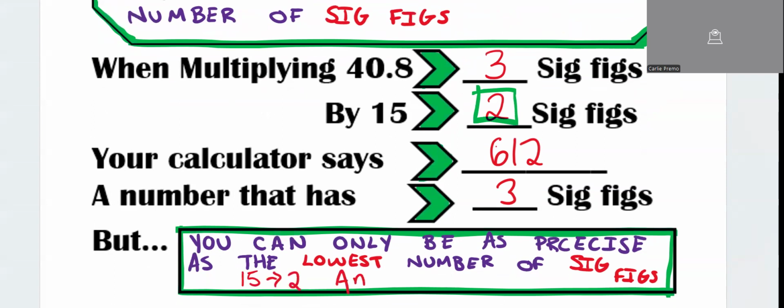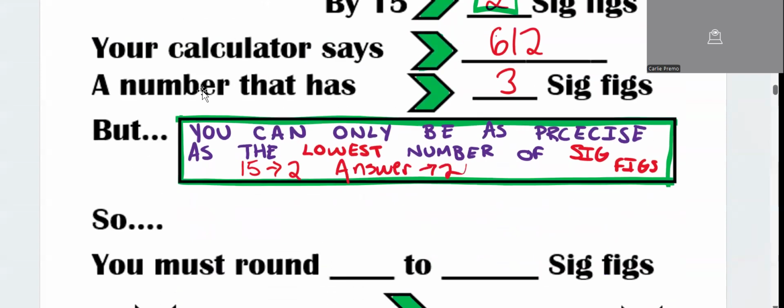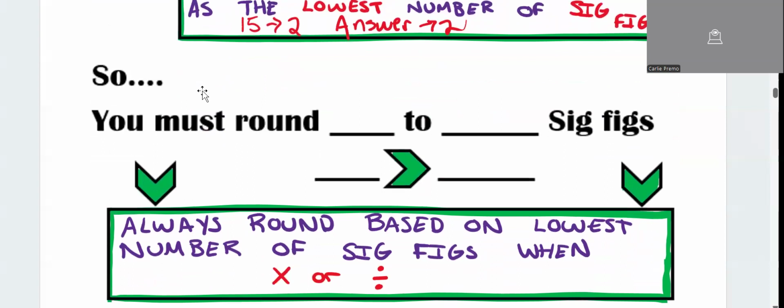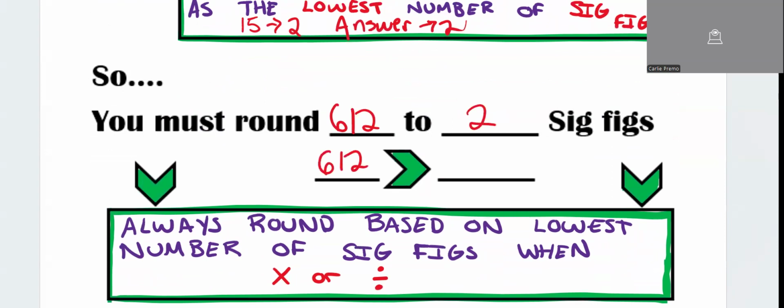So that means my lowest, 15, is 2 sig figs. My answer will need to be 2 sig figs. So again, just reiterating here, my calculator tells me it's 612, which is 3 sig figs. But I need to get that to be 2 sig figs. So 612 will become 610. This 2 is the number that needs to get rounded. This 1 here will stay as a 1 since the 2 does not bump it up. It keeps it the same. And so I need to turn that into a placeholder 0.